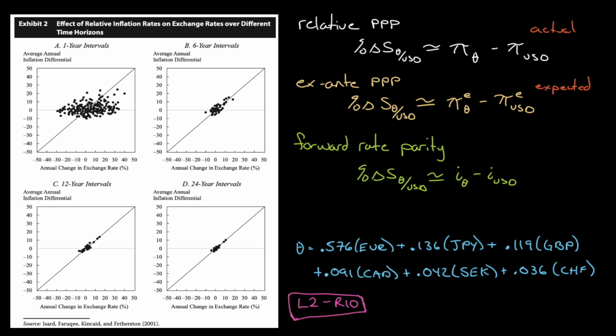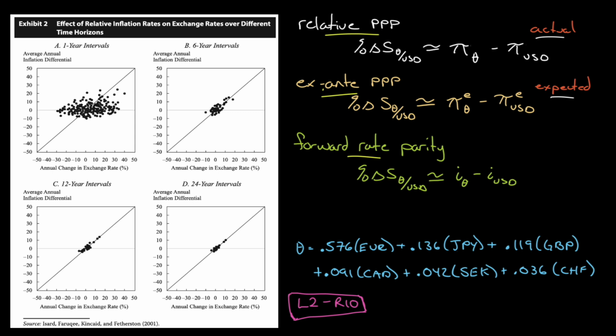In the reading for currency exchange rates on level 2, we looked at relative purchasing power parity as a forecasting tool for how exchange rates will move, and we looked at the relative and the ex-ante version of purchasing power parity, and we looked at forward rate parity. Relative and ex-ante purchasing power parity operate on inflation differentials. Relative looks at actual inflation differentials, and the ex-ante looks at expected inflation rate differentials.